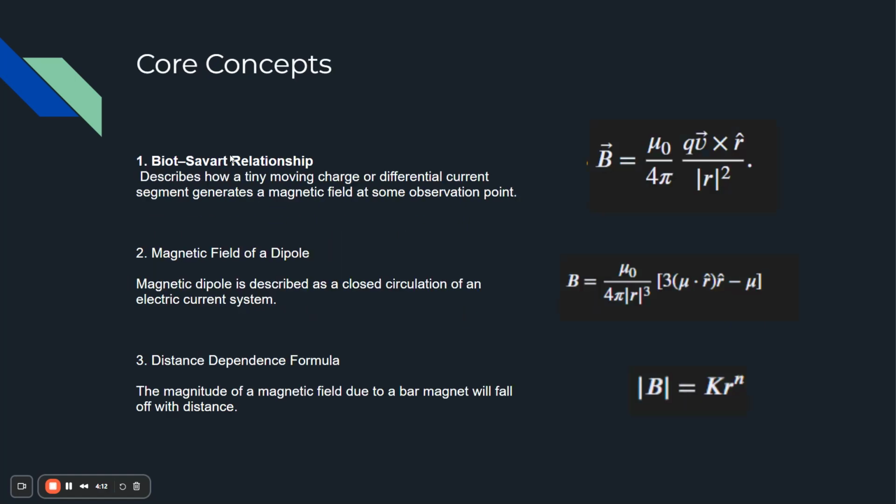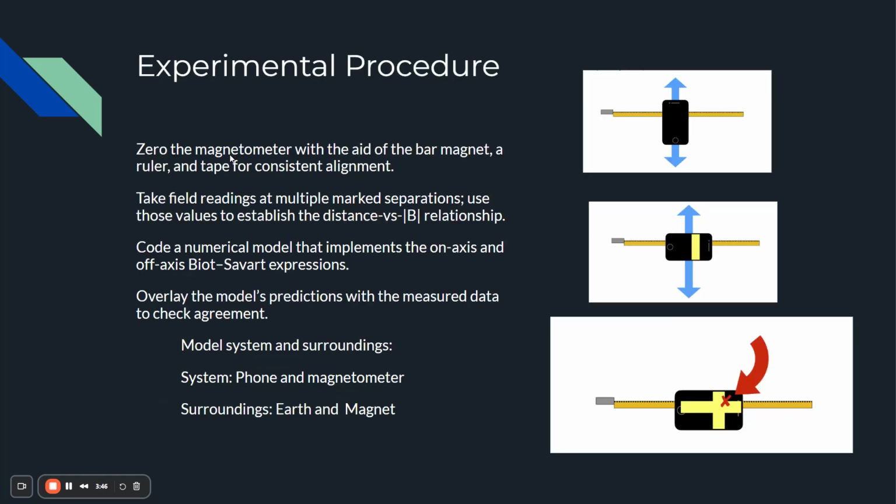Here are some core concepts. The Biot-Savart relationship describes how a tiny moving charge or differential current segment generates a magnetic field at some observation point. Magnetic field of a dipole: a magnetic dipole is described as a closed circulation of an electric current system. And then the distance dependence formula, where the magnitude of the magnetic field due to a bar magnet will fall off with distance.